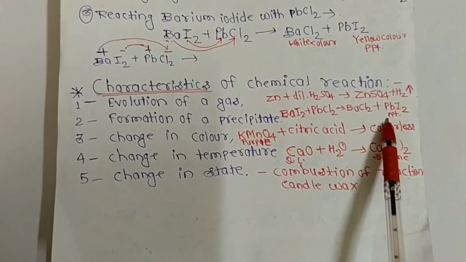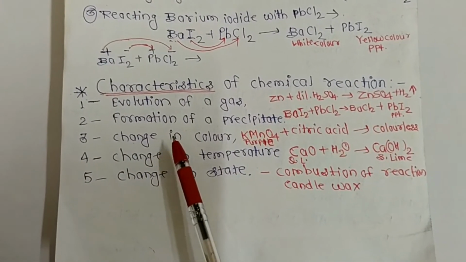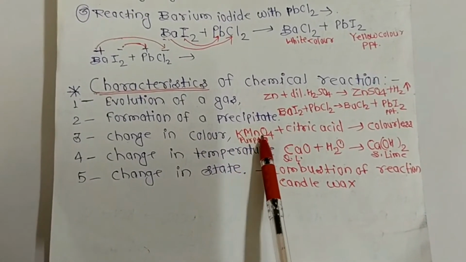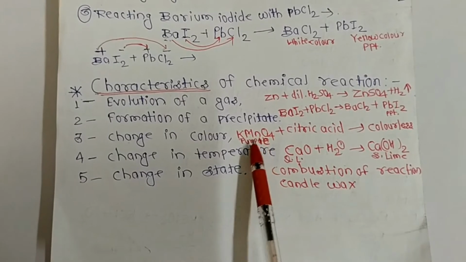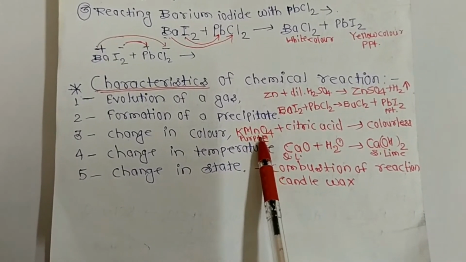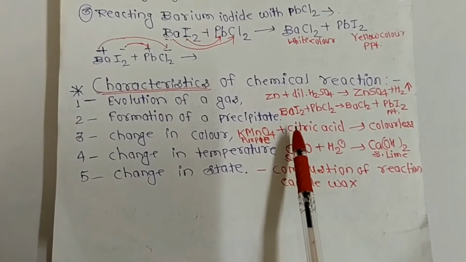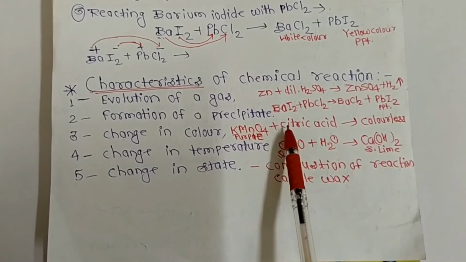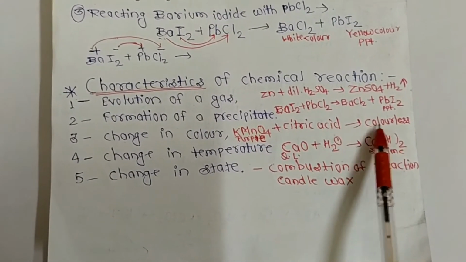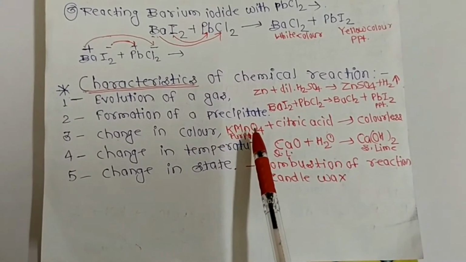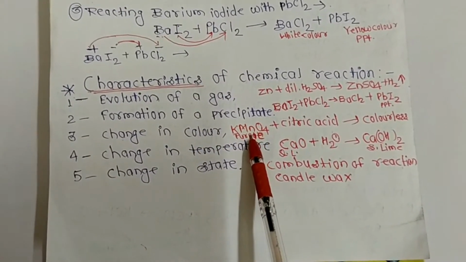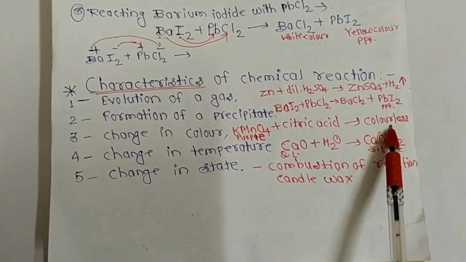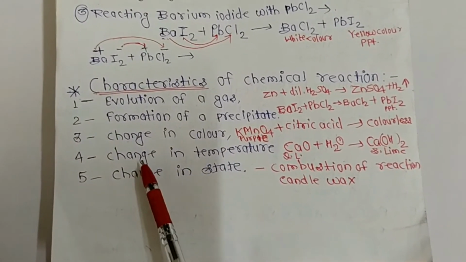Okay, so this has another characteristic. Next one is change in color. Okay, potassium permanganate, if we take potassium permanganate, its color is purple. Add some citric acid, otherwise lemon juice, then this solution after some time becomes colorless. Means what? Change in color, because the potassium permanganate was purple in color, and after the reaction it is colorless. Clear?